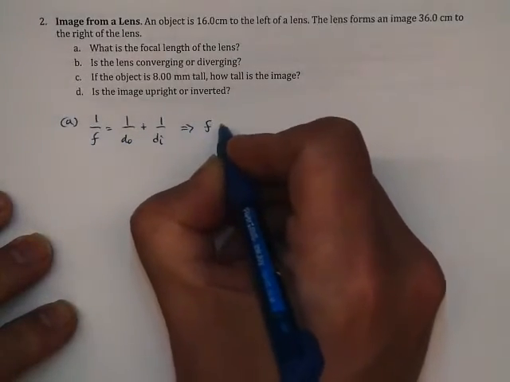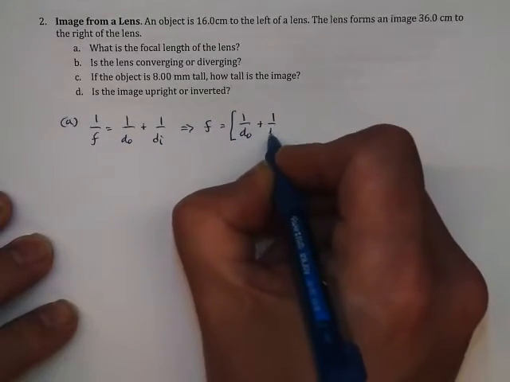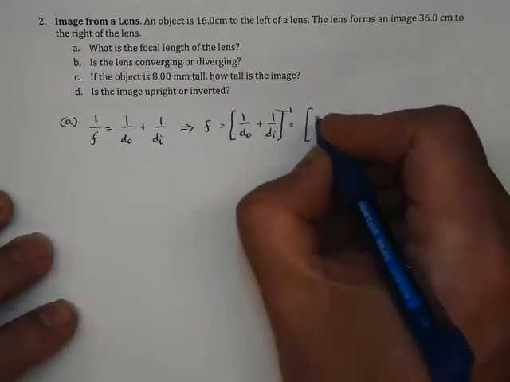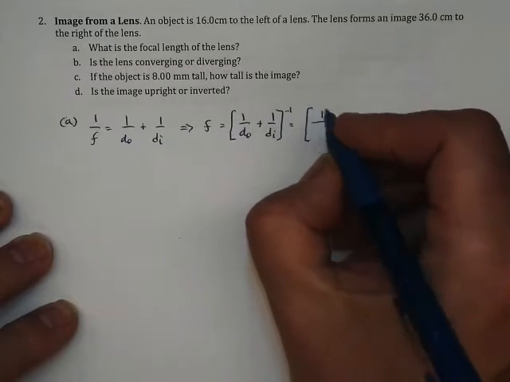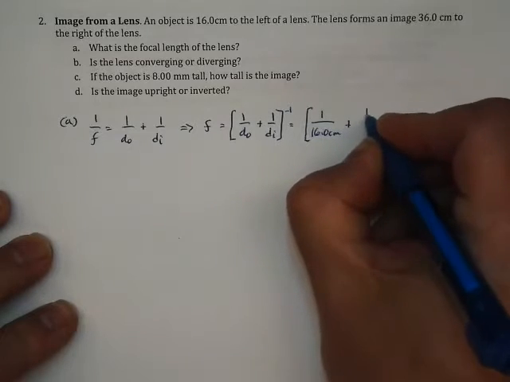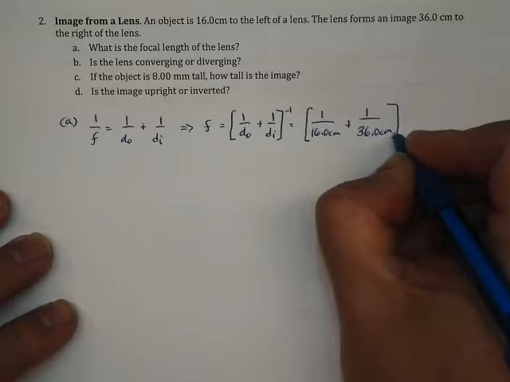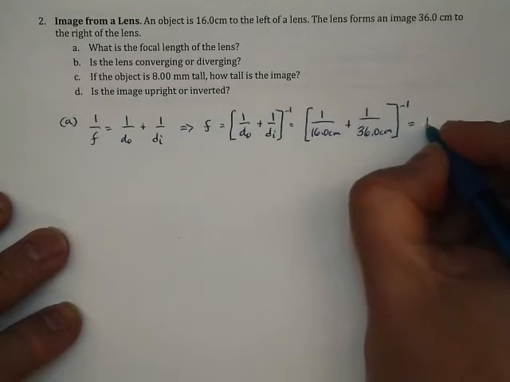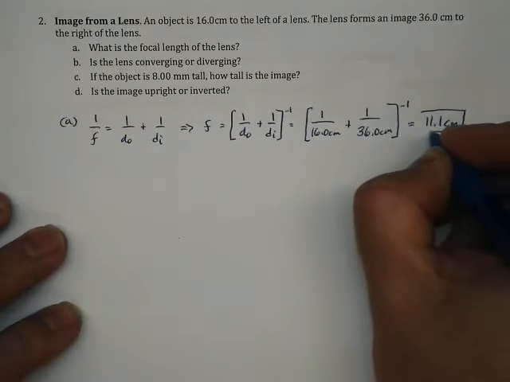1 over the focal length is 1 over the object distance plus 1 over the image distance. So that means the focal length is that sum inverted. If we go ahead and plug in numbers there, 1 over the object distance of 16 centimeters plus 1 over the image distance of 36 centimeters, all inverted, gives us just over 11 centimeters for the focal length.